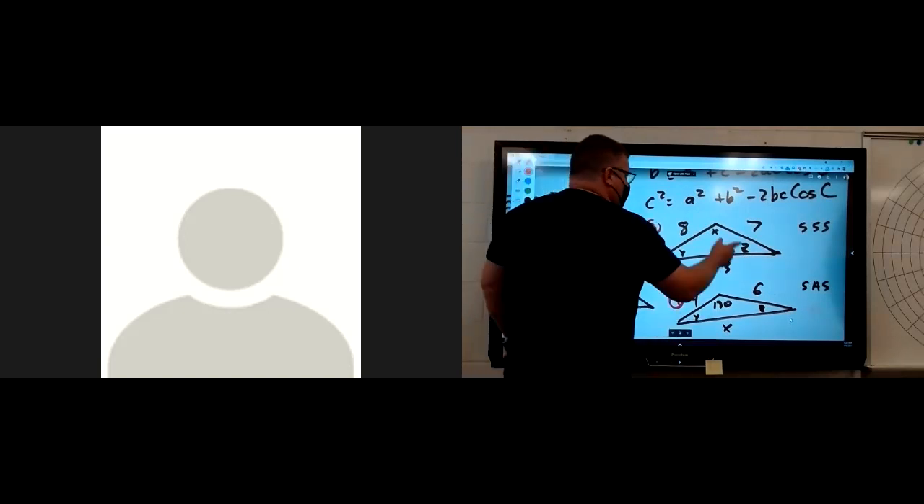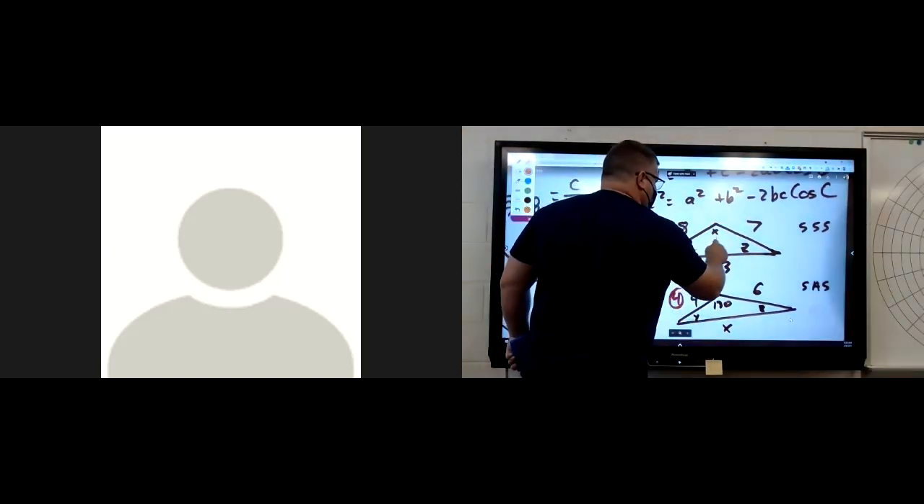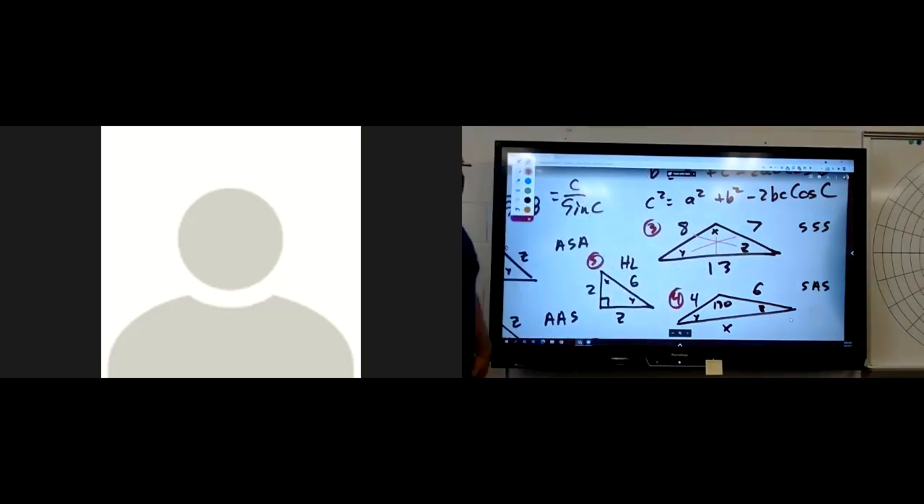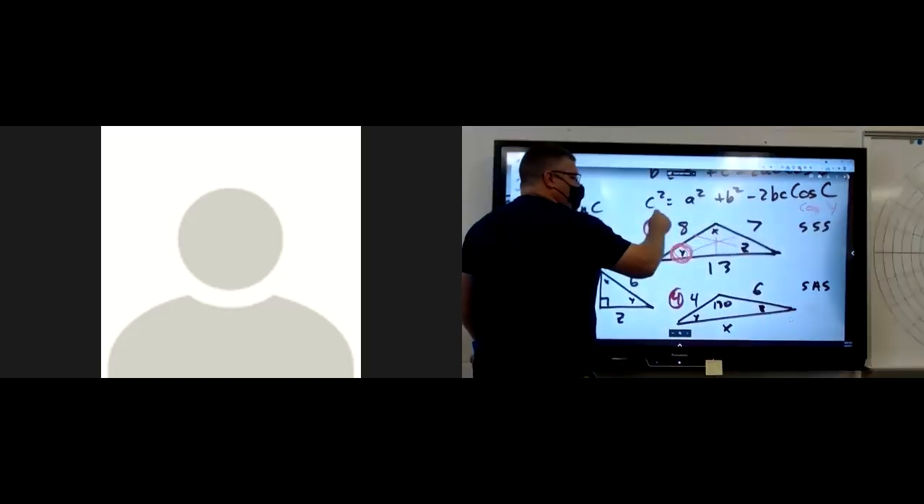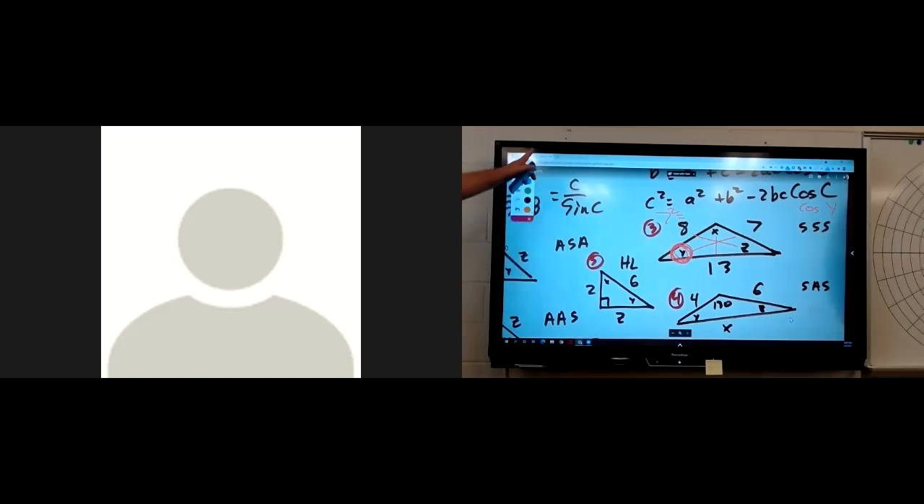angles. Now, what am I going to have to do if I have no pairs? What law am I going to use? Law of cosines, correct? So, which angle do you want to find, x, y, or z? You want to find y, okay? So that means y goes down here, and that means 7 goes down here. Does everybody agree with that? Because the two pairs have to be on the ends.